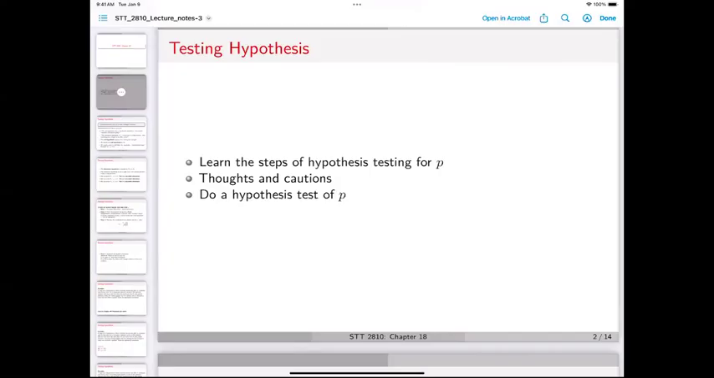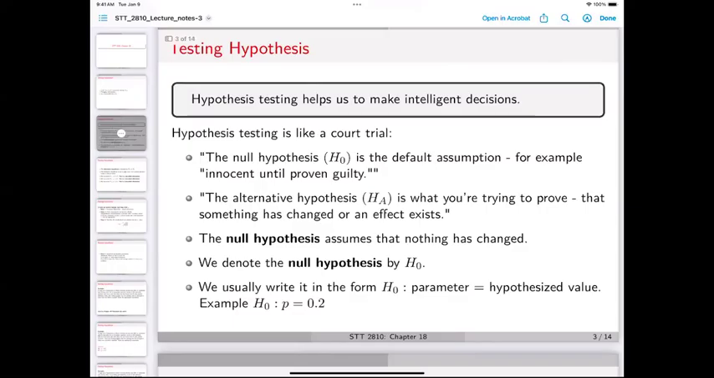Then the point is, why do we need hypothesis testing? Hypothesis testing helps us to make intelligent decisions. For example, if you placed an advert on Super Bowl, you'd want to test whether the advert you placed on Super Bowl really increased your sales. Does that make sense? So it helps us to be able to make informed decisions.